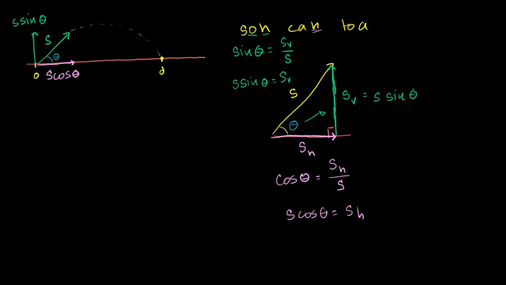Let's figure out how long this object is going to be in the air, given that the magnitude of its vertical velocity is s sine of theta. So its speed in the vertical direction is s sine of theta. So how long is it going to be in the air?